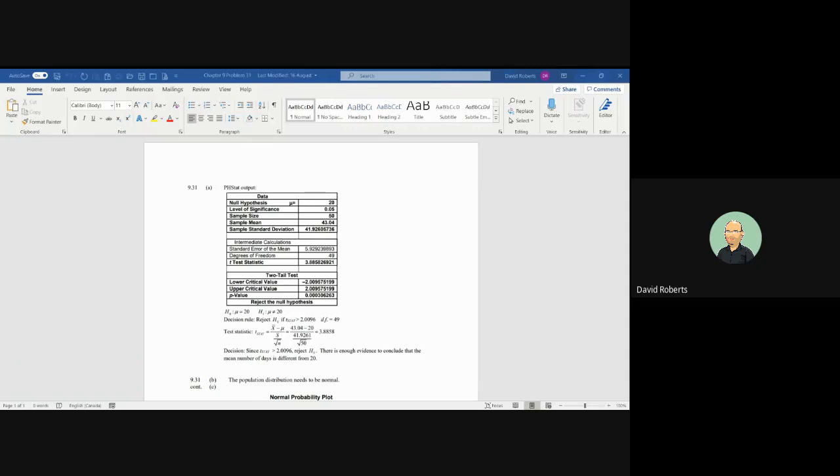Problem 31 from Chapter 9. In this case, we have the furniture data set for the 50 complaints.